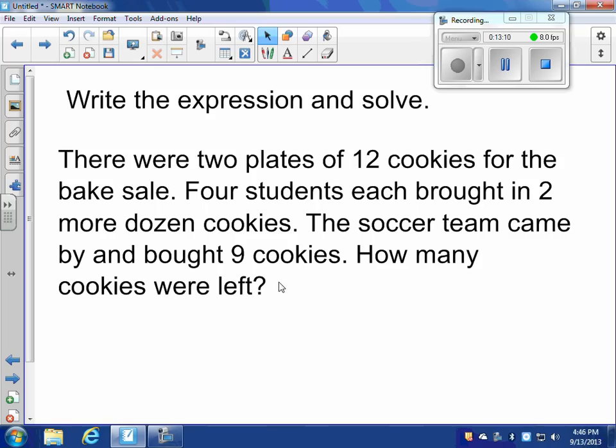Finally, you'll be given a word problem, and you have to turn it into an expression and solve it. So let's give this one a try. There were 2 plates of 12 cookies for the bake sale. 4 students each brought in 2 more dozen cookies. The soccer team came by and bought 9 cookies. How many cookies were left? Go ahead and give writing this expression a try.